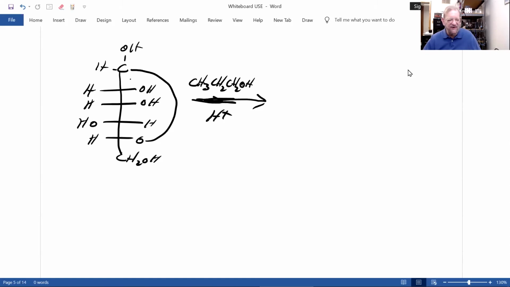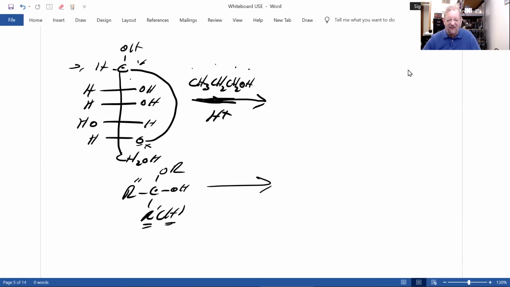What do we have here? The cyclic form of glucose is a hemiacetal, where R prime is hydrogen. This one right there. This carbon has a hydroxyl group, this oxygen right here, and R. Then we're reacting it with an alcohol, R triple prime.